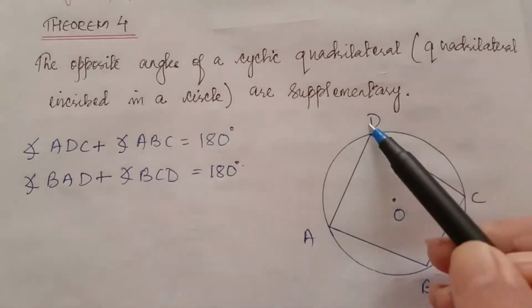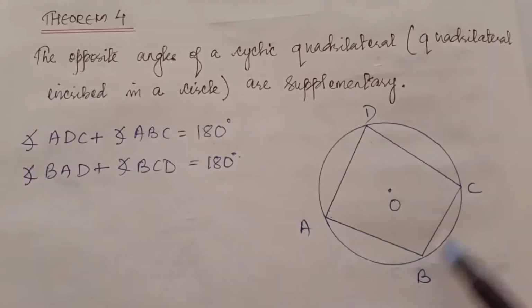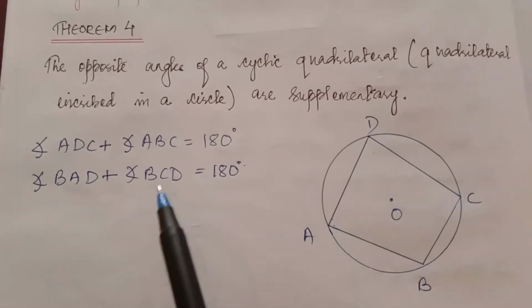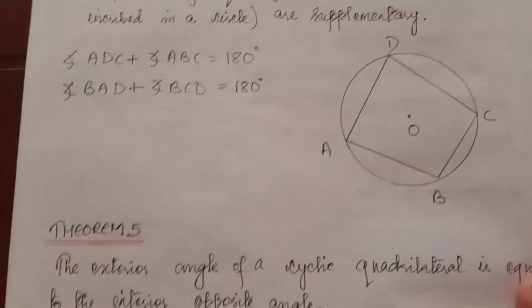Similarly, BAD is this angle and BCD is this angle. So these two angles are also supplementary. Their sum is 180 degrees.